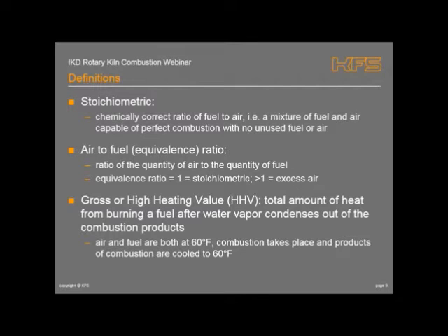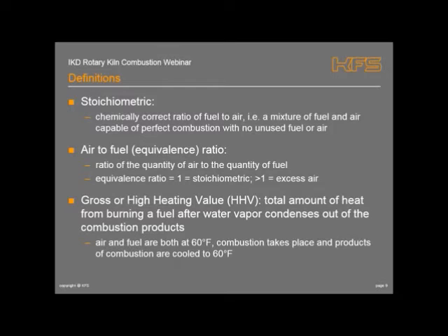Stoichiometric is a term used to assess the actual ratio of fuel and air: a mixture that has exactly the right amount of fuel and air to perform perfect combustion. In the previous case, taking methane and converting it to CO2 and steam, that would be called a stoichiometric mix, and there's no unused fuel or air. Equivalence ratio is used to quantify the ratio of air to the fuel in the mixture. At stoichiometry, the equivalence ratio is 1. If you hear of an equivalence ratio greater than 1, it means there's some excess air available.